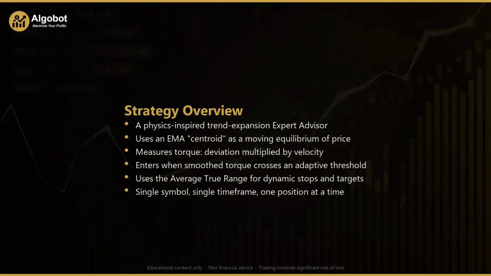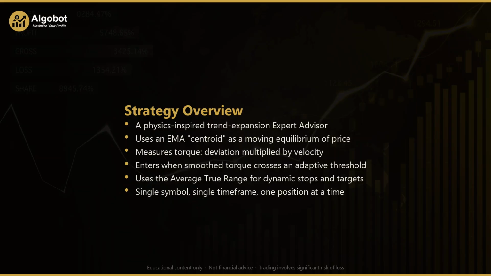The central idea comes from mechanics. Imagine a moving equilibrium for price, a rolling center of balance. In this strategy, that equilibrium is an exponential moving average, and the code calls it the centroid. The distance from the current close to that centroid is treated like a lever arm, a measure of how far price has stretched away from balance. The bar-to-bar change in price is treated like a velocity or a force pushing price along. When you multiply the lever arm by the velocity, you get what the strategy calls torque.